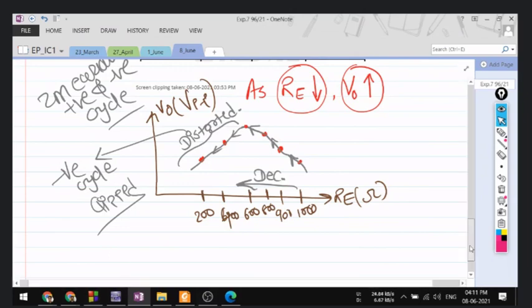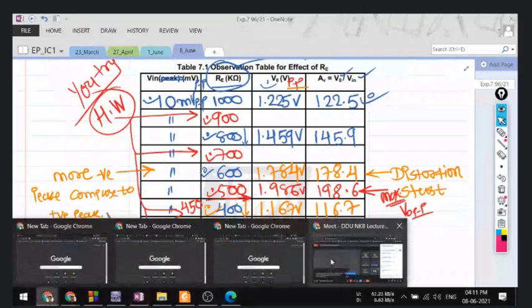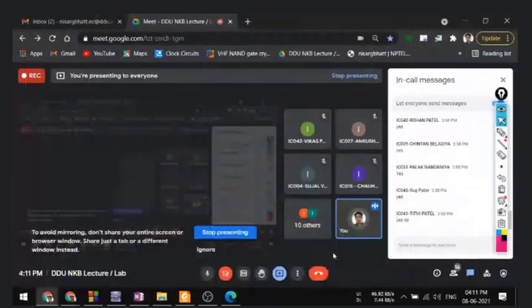So you have to implement this circuit and take the readings for 900, 700, 500, 200. And RC, you just keep fixed. And here, no need to remove the bypass capacitor. Are you getting it?